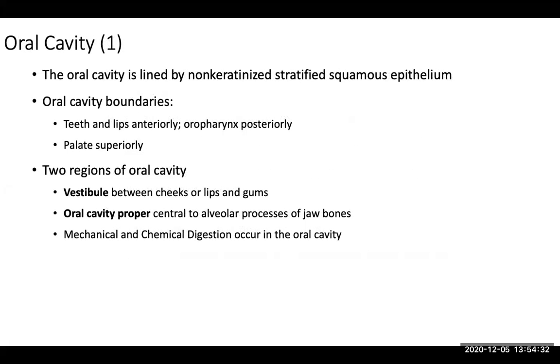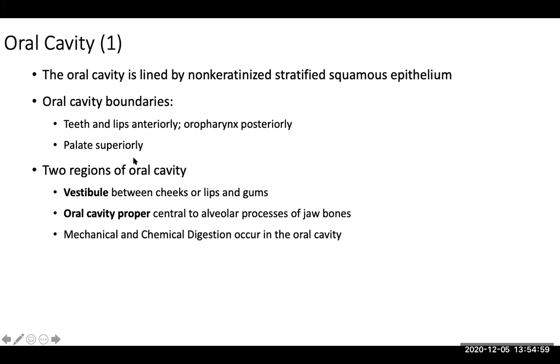So we'll start with the oral cavity. It is lined by non-keratinized stratified squamous epithelium, and that epithelium is really good at giving a protective layer and resisting abrasion from all the food that enters the mouth. The oral cavity boundaries are the teeth and lips anteriorly, the oral pharynx, which is part of the throat, posteriorly, and the hard and soft palates superiorly.